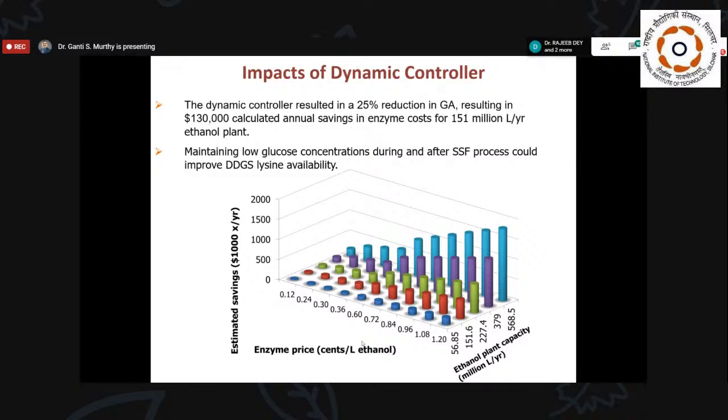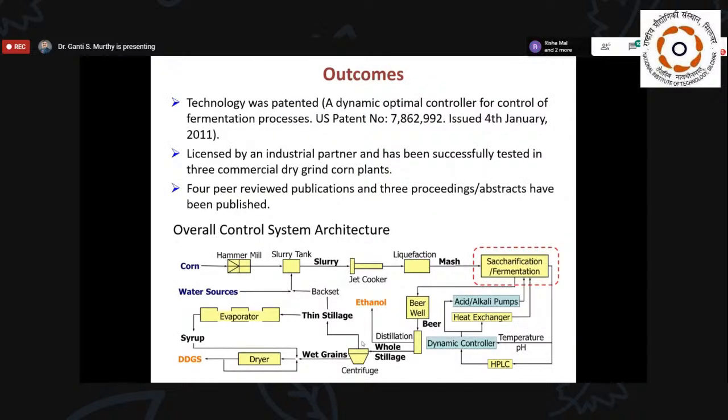So this is how we started off with a concept in the lab, and then we implemented a theoretical system on a computer, built a physical system, tested it out, then we took it out to the field, and we tested it there successfully. This technology, we patented it, and then it has been licensed by an industry partner, and we published about 4 peer-reviewed publications and 3 proceedings abstracts.